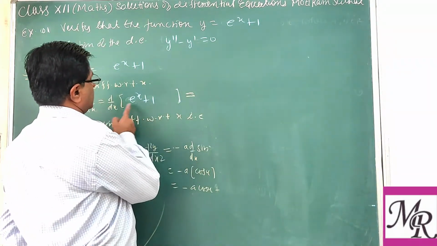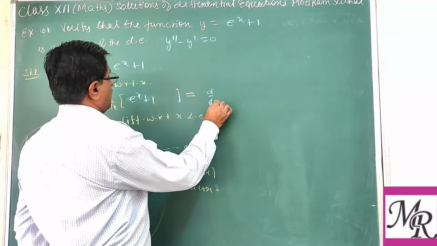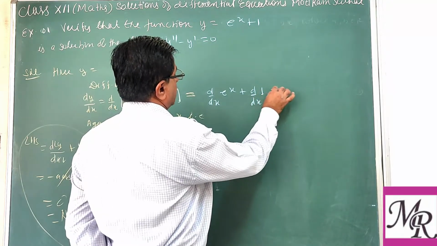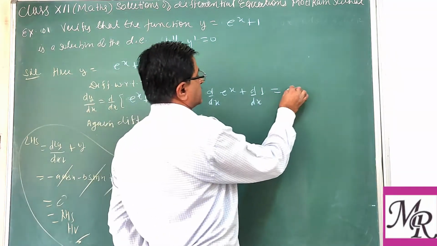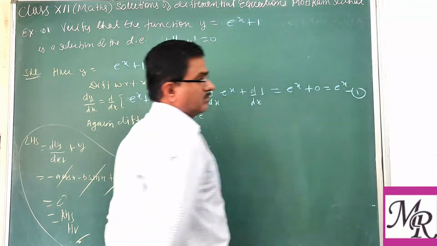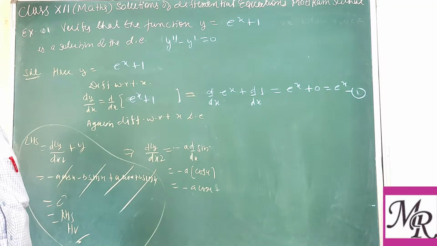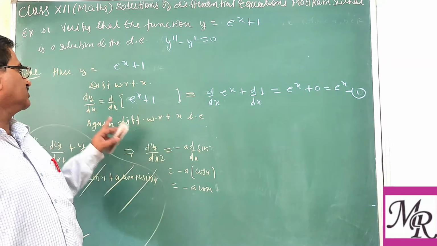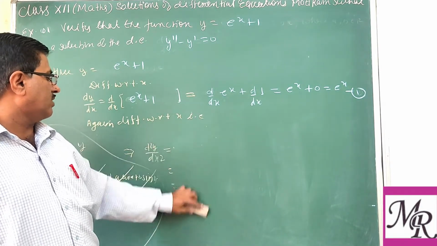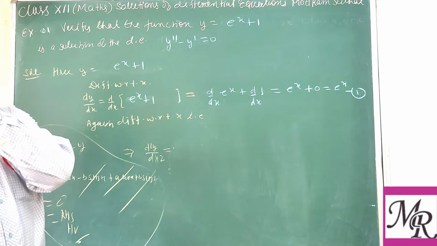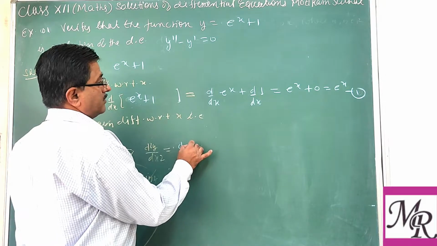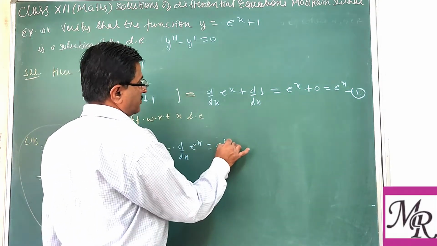So again using the algebra of derivatives, d by dx of e power x plus d by dx of 1. And you know that the derivative of e power x is e power x and the derivative of a constant is 0. So we get e power x. Now again differentiating this with respect to x, the left side will be d square y upon dx square and the right side will be d by dx of e power x, which is also e power x.